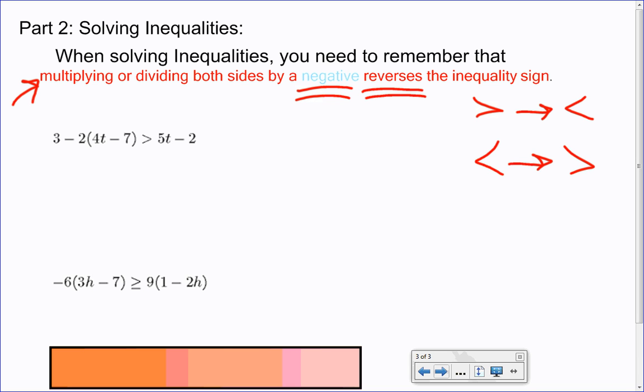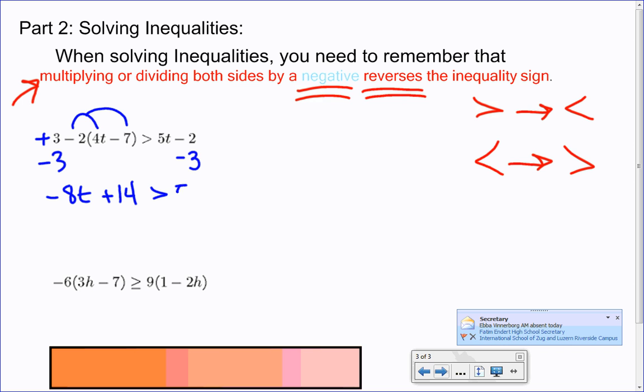Okay, so we're solving for t. We're solving this inequality. So right now we have a positive 3, so we're adding 3 essentially, so we can subtract 3 from both sides. It might be nice to multiply this negative 2 into our binomial, so we have negative 8t plus 14 is greater than 5t, and then we have negative 2 minus 3, so minus 5.